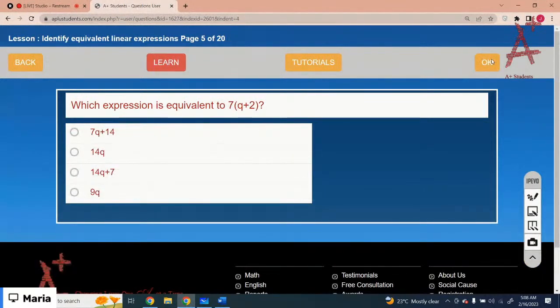Okay, the next one is which expression is equivalent to 7 times (q plus 2). So basically you have to multiply the 7 with everything that is inside the bracket. So it is then 7q plus 7 times 2, which is 14. So which option is the correct one?